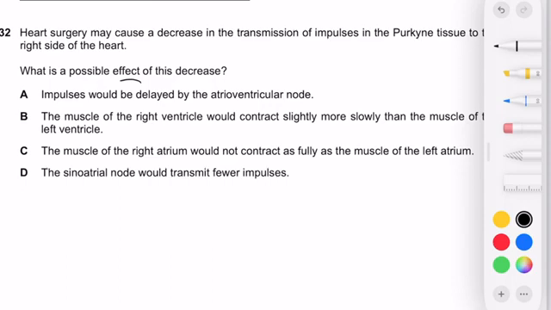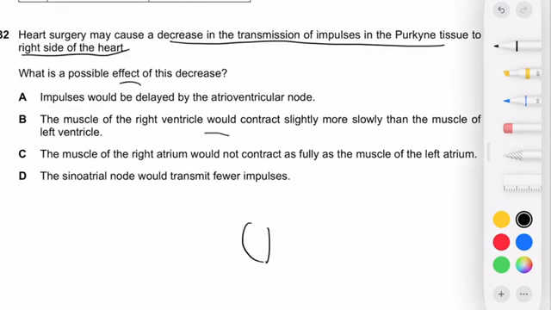So the impulse will be delayed by the atrioventricular node, I think, because the decrease in transmission to the right side will result in a weaker contraction by the muscles in the right ventricle. So let's see, the muscle of the right ventricle would contract slightly more slowly than the muscle of the left ventricle. Possibly, yes. The muscle of the right atrium would not contract as fully as the muscle of the left atrium. Really, the Purkinje tissue, if you know the structure of the heart, is within the septum, right? So it has no effect on the atria.